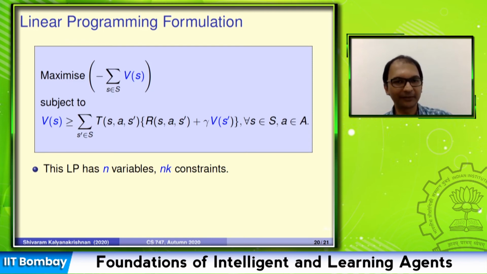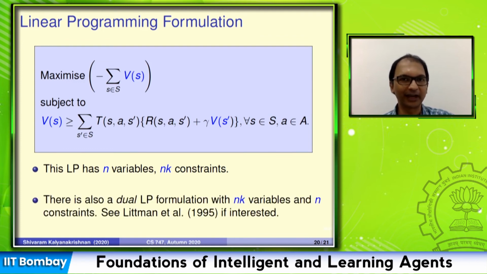Notice that this particular linear program has n variables and nk constraints. Linear programming has something called duality theory. So for every such linear program you can create what's called a dual linear program. In this case, we can also define a linear program that has instead nk variables and n constraints. There is also a nice interpretation of that linear program. The answer to the linear program which we created is V star. The other linear program will directly give us something like pi star. We are not going to do it, but if you're interested, you can look at the reference.